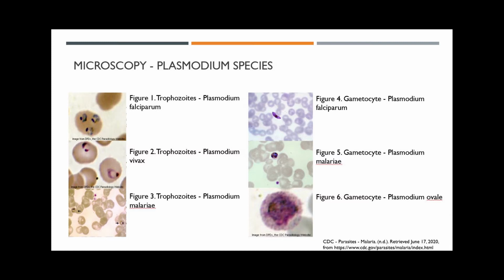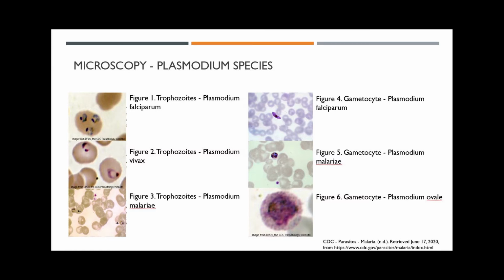Moving on to the gametocyte, in Plasmodium falciparum, the gametocyte has a crescent or banana shape, as shown in figure 4. In figure 5, we're shown the gametocyte of Plasmodium malariae, and this particular one has a round shape about the size of a red blood cell, and a fine grainy appearance.